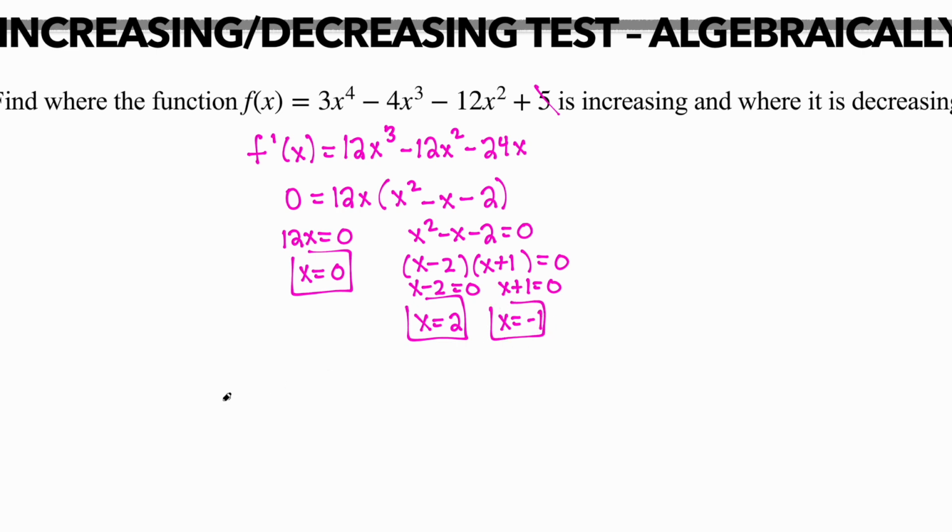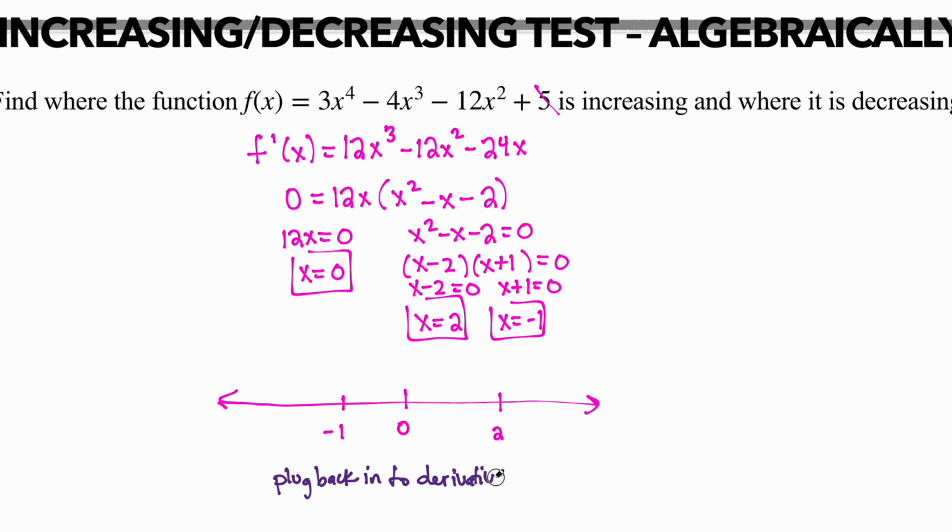Now I am going to create a number line. So I'll have 0, I'll have a 2, and I'll have a negative 1. And I'm going to choose numbers on all different sides, and I'm going to plug it back in to my derivative. And you're wanting to know if it's going to be negative or positive. It doesn't matter what the number is. You are only concerned about negatives and positives.